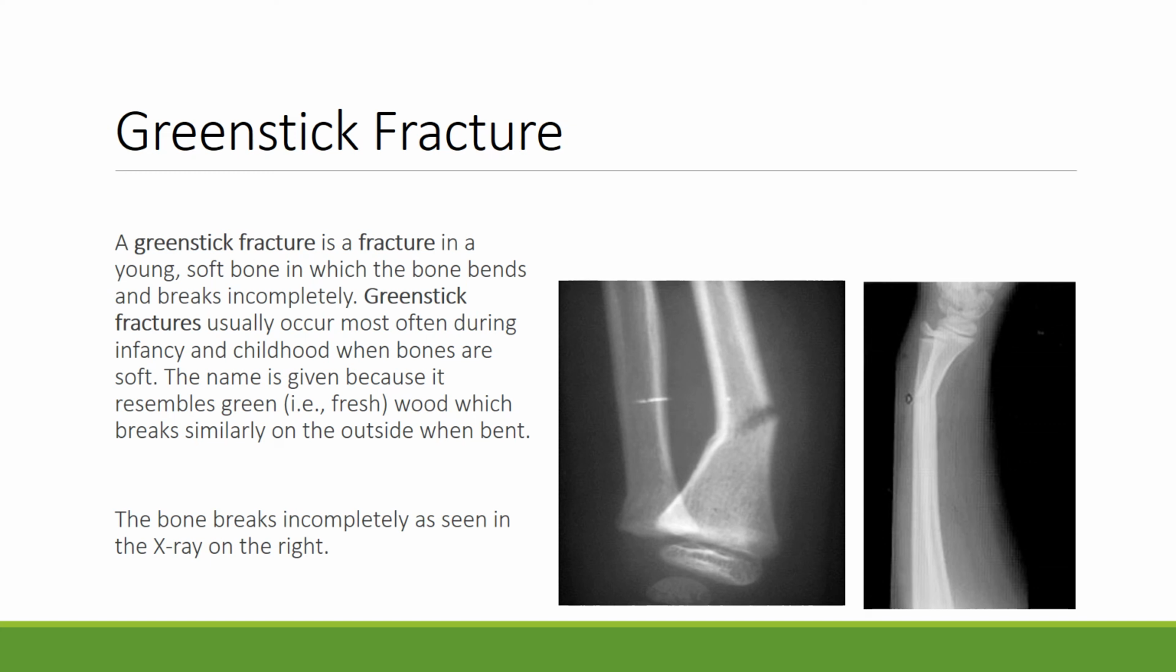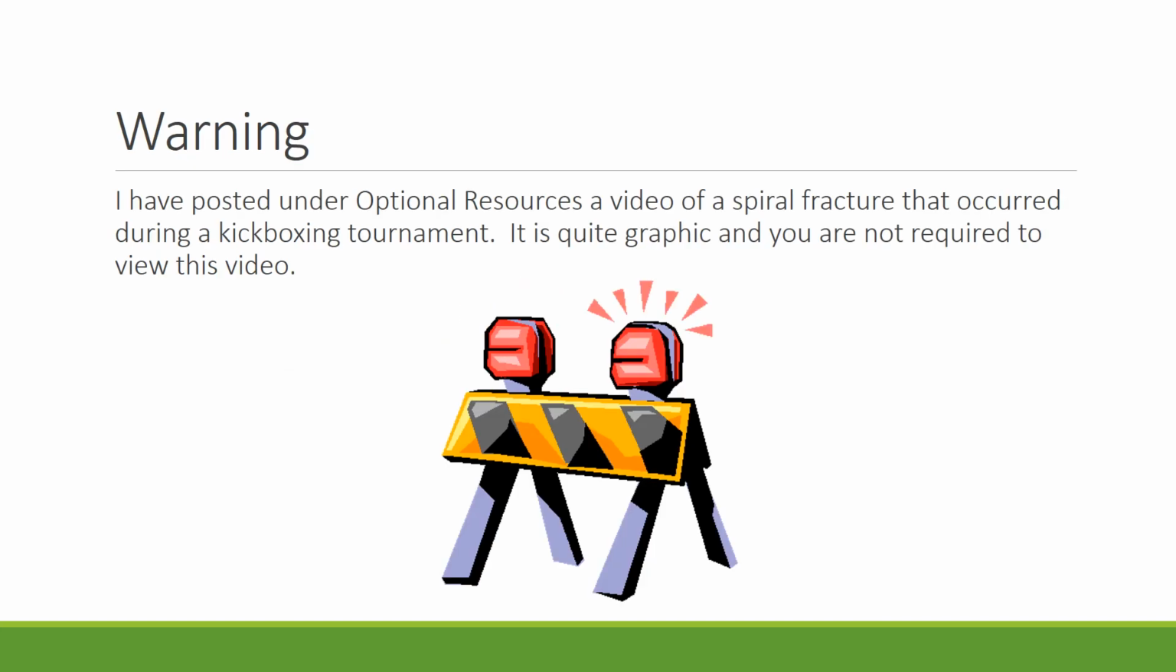In addition to holding the cracked pieces of the bone together so they can heal, a cast will help prevent the bone from breaking all the way through if the child falls on it again. This video shows what a spiral fracture looks like. It's a very graphic video, and it occurred during a kickboxing event. You may choose not to view this.